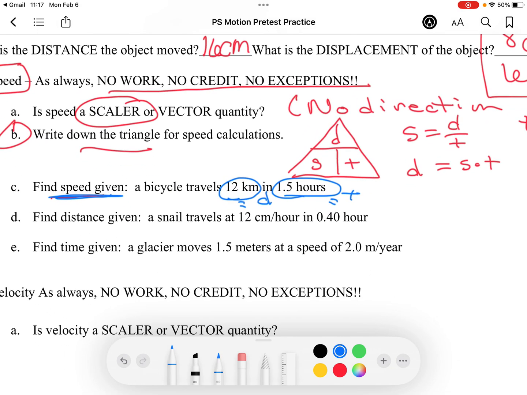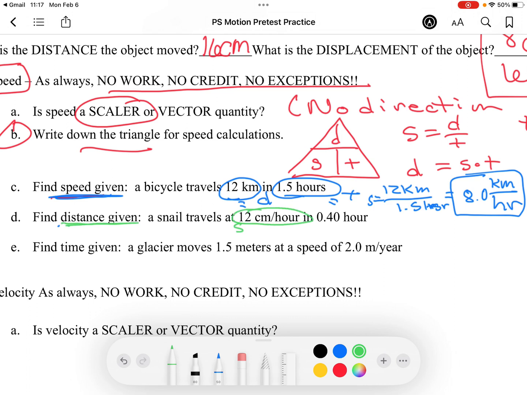For our next problem, we're going to find speed. Let me go to this color. We're going to find speed given this is distance and this is time. I'm going to try to blow this up a little bit. So we'll get 12 kilometers. Speed equals 12 kilometers divided by 1.5 hours. 12 divided by 1.5 equals 8 kilometers per hour. And if you just write 8 without the 0, that's perfectly fine.